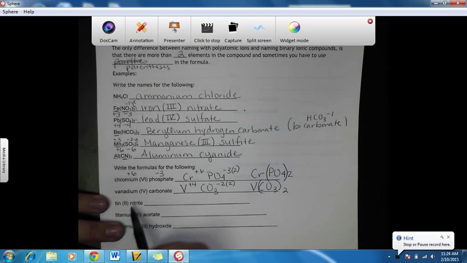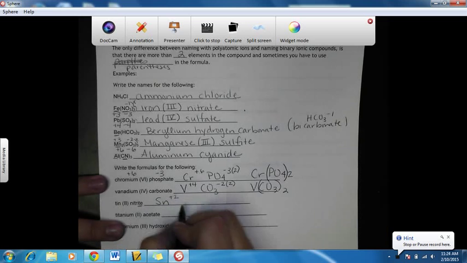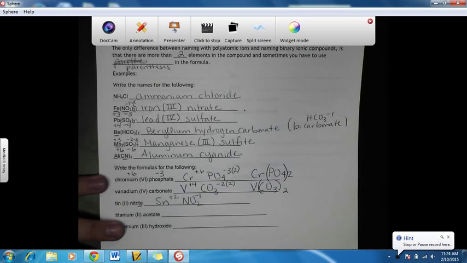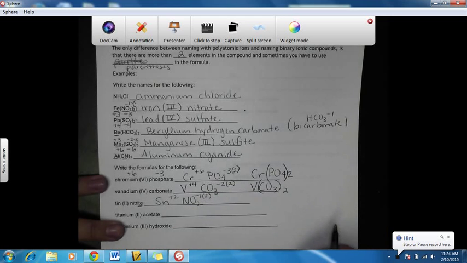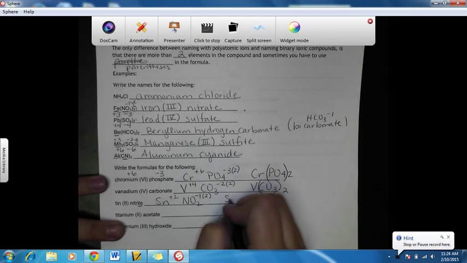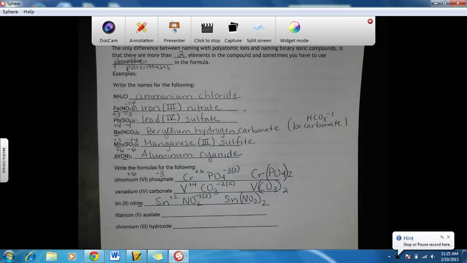Then we have tin 2 nitrite. Tin 2 means it's plus 2. Nitrite, ITE, we look that up. We find that that is NO2 with a minus 1. Again, the charges have to add to 0, so we need to multiply this by 2, and that'll make it equal 0. So then we're going to have Sn, NO2, and then parentheses, and a 2 on the outside. Again, that 2 on the outside is telling us we need 2 ions of nitrite.